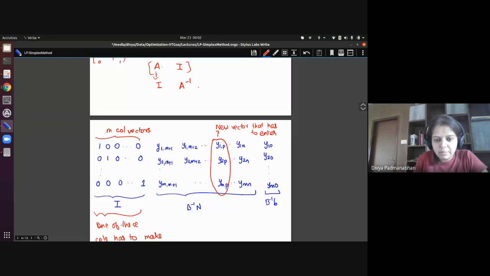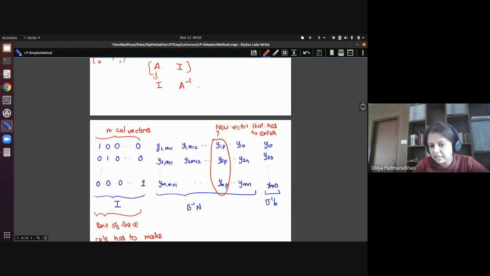So the first row has m plus 1 column, then y1 m plus 2, like that, and y1 p. Let's just ignore these things; I will explain things as they come along. So n plus 1, n plus 2, and so on. The pth one is written as y1p, the pth column. And then you have y1n up to y1n.